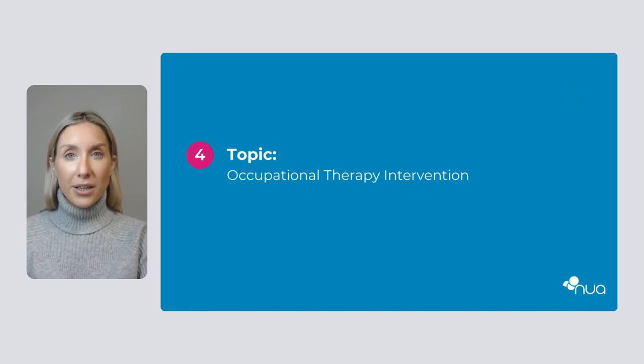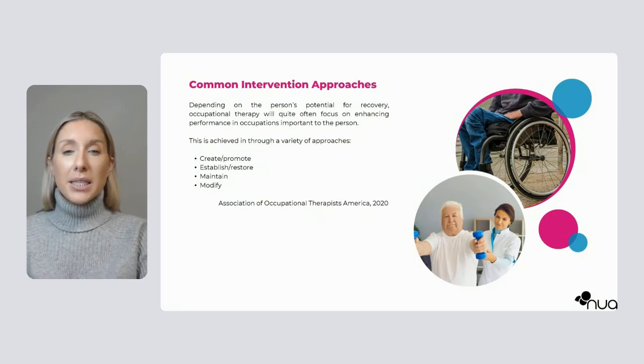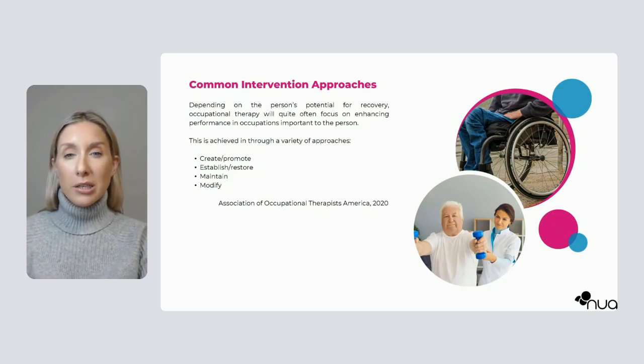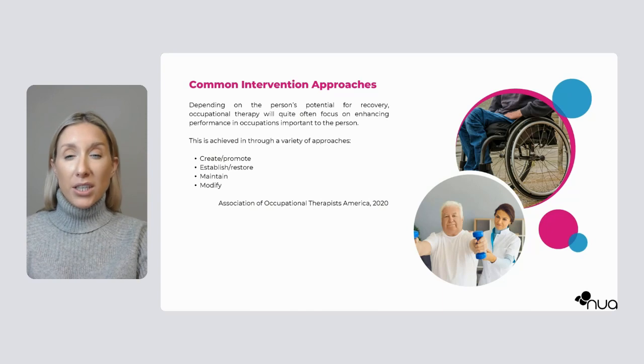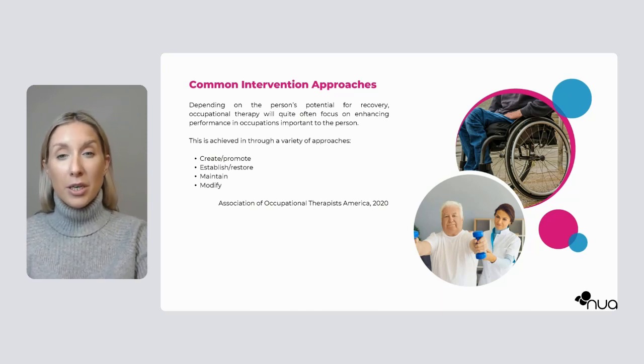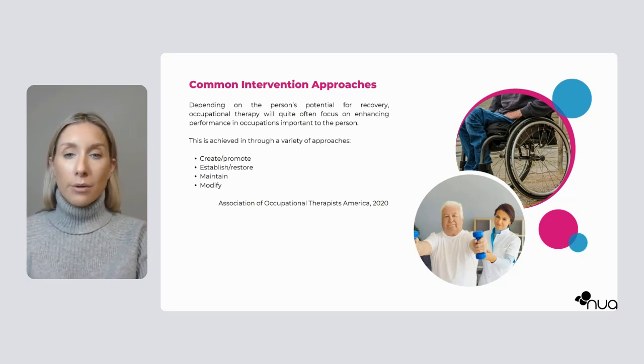Topic 4, occupational therapy intervention. Depending on the person's potential for recovery, occupational therapy will quite often focus on enhancing performance in occupations important to the person. This is achieved through a variety of approaches, and we generally categorize them into four different approaches. That is to create or promote function, establish or restore function, maintain function, or modify function.